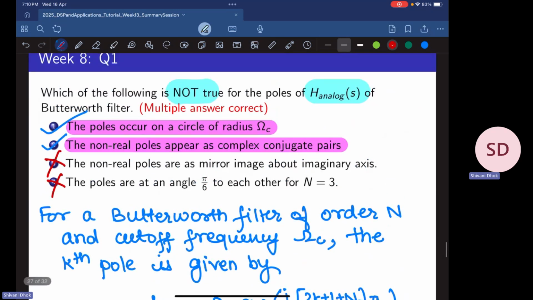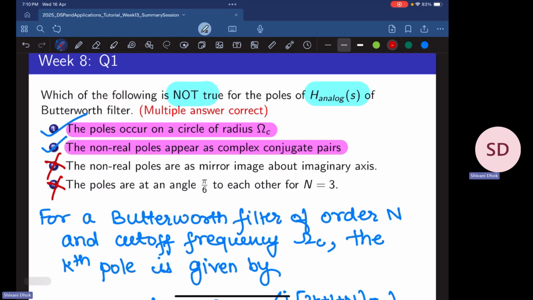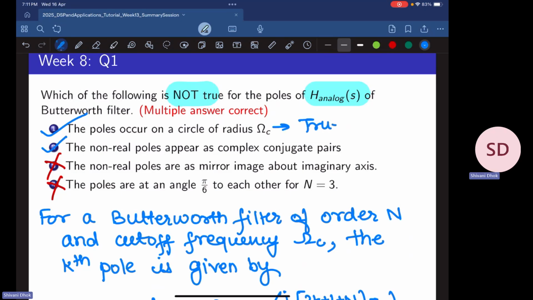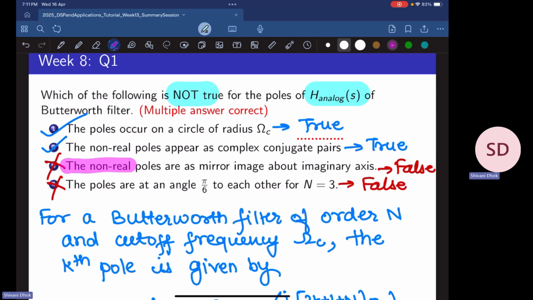But wait, what was asked? We were asked to figure out which of the following is not true. So basically, what we have is this statement is true, this statement is also true, this statement is false, and this statement is also false, which means the correct options that we have to mark is this one and this one. In your exam, don't make the mistake that I just made. Be careful what exactly is asked. Otherwise, you will mark exactly the complementary options which you don't have to mark.